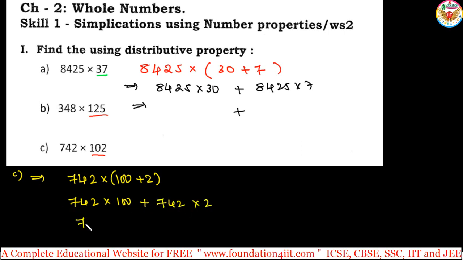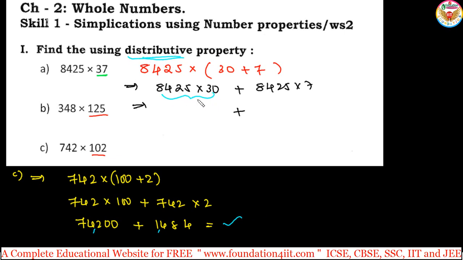This is 74,200 plus 742 into 2. 2 twos are 4, 2 fours are 8, 2 sevens are 14. 1,484. You can add both values, you can get the answer. 74,200 plus 1,484, finally 75,684. Normal addition you can do it, get the answer. But the main thing is I'm explaining about distributive, how to distribute it.